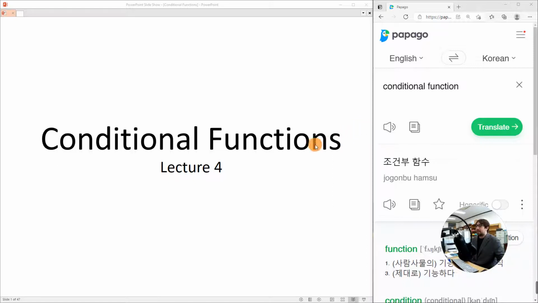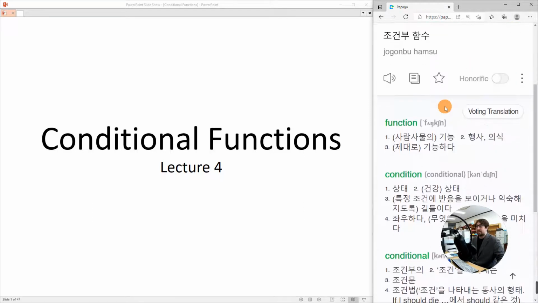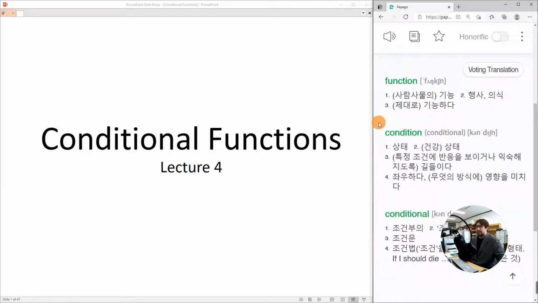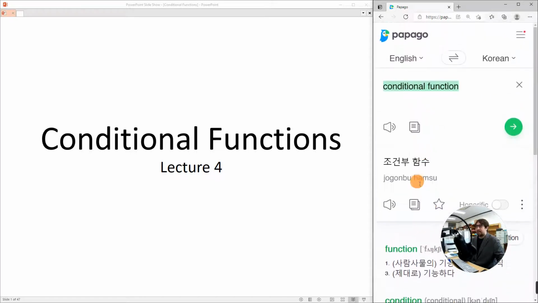So the title of this lecture is Conditional Functions. So please check out what is the meaning of conditional functions. First of all, of course, you need to understand what is condition, okay? And second one is function, right? You know, function is hamsu in Korean language.